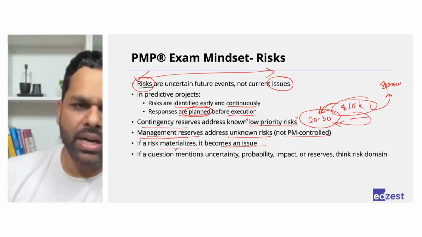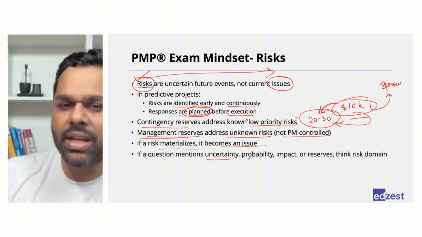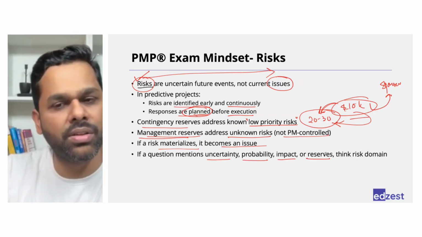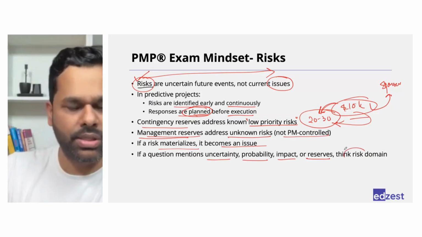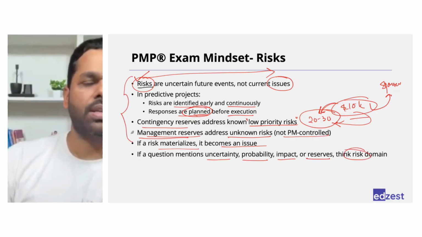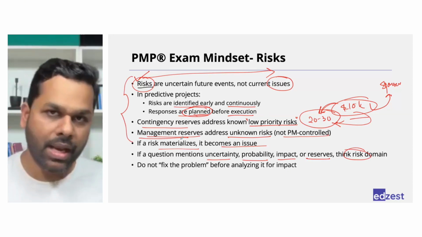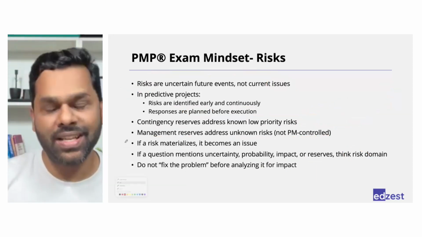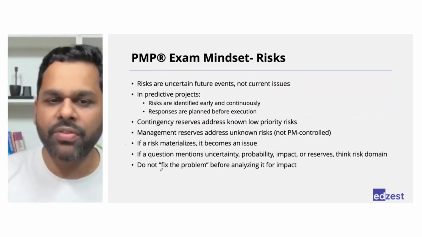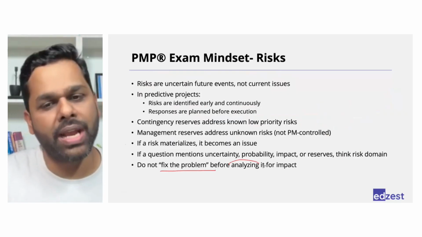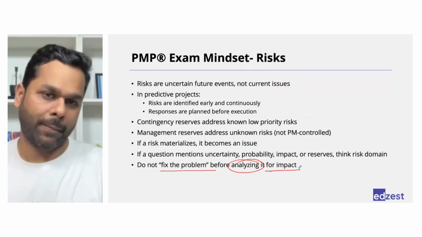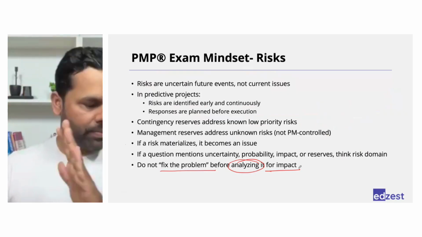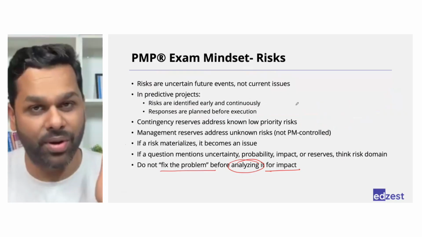Right? So, when you look at the question and you see terms like uncertainty, probability, impact, reserves, these are talking about a risk domain. You should answer based on this mindset. Okay. Last thing, I cannot overstate this ever. Do not fix the problem before analyzing it for impact. Again, repeating it, I have repeated it all 4 days because it is that important.